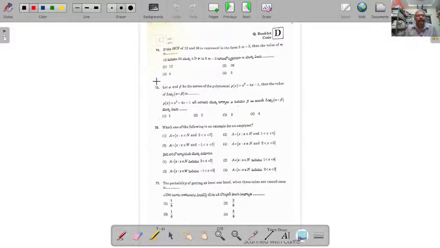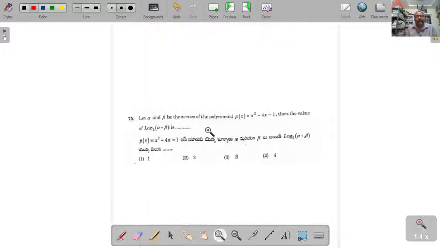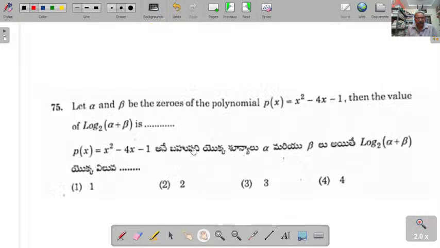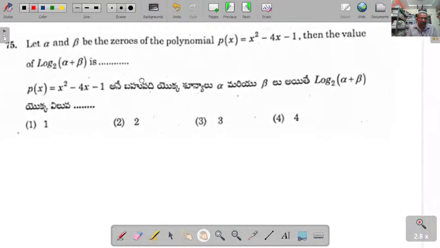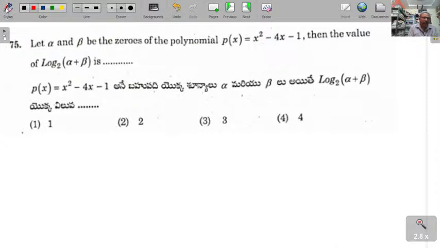75th problem. Very logical question. See, this is also one of the logical questions. If they ask this kind of questions, we just need to concentrate. Very simple questions. If you get the logic in an easy manner, we can solve them in a fraction of seconds. So first of all you need to read the question very carefully.